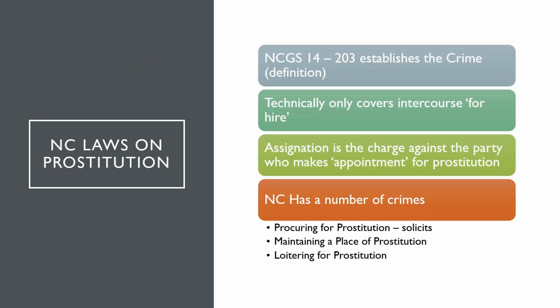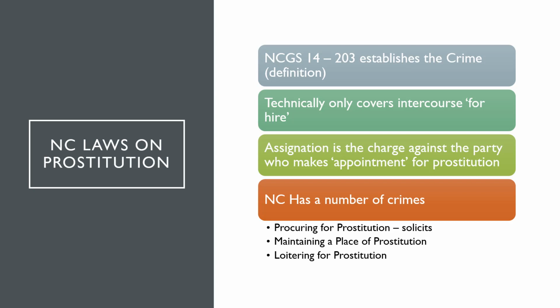So, North Carolina laws on prostitution. North Carolina General Statute 14-203 establishes the crime of prostitution. Now, the interesting thing in North Carolina is it seemingly only covers sexual intercourse for hire. I'll explain that, but basically it seems to only cover that. Assignation is the charge against the party who makes the appointment for prostitution. So if you have the John, the person who's buying the prostitute, he's committing assignation.